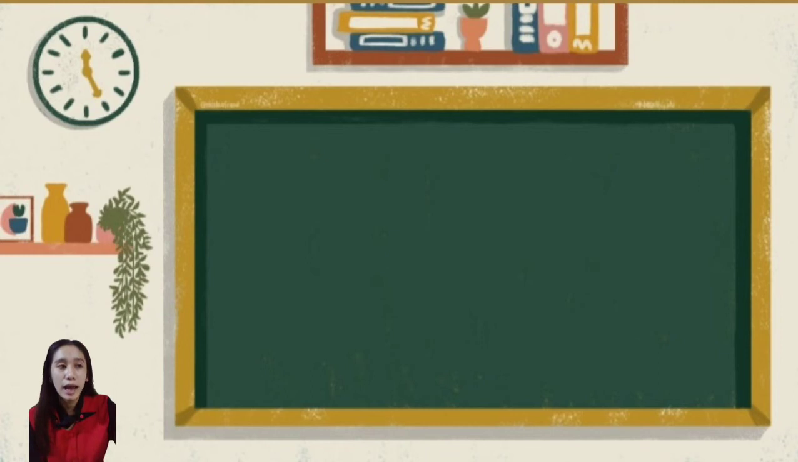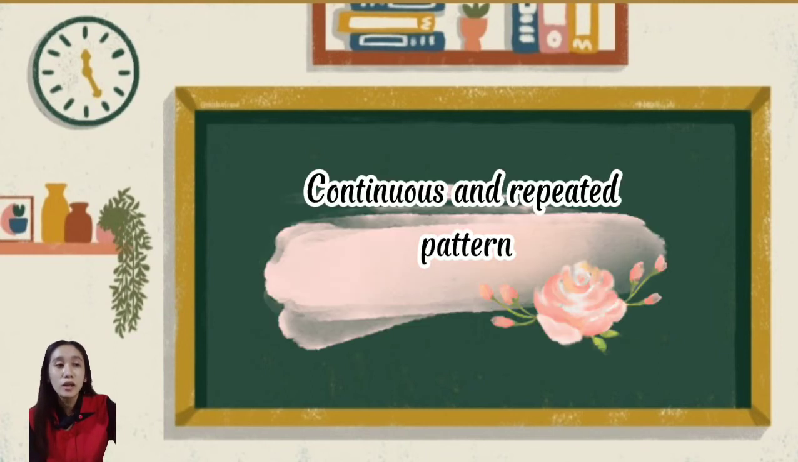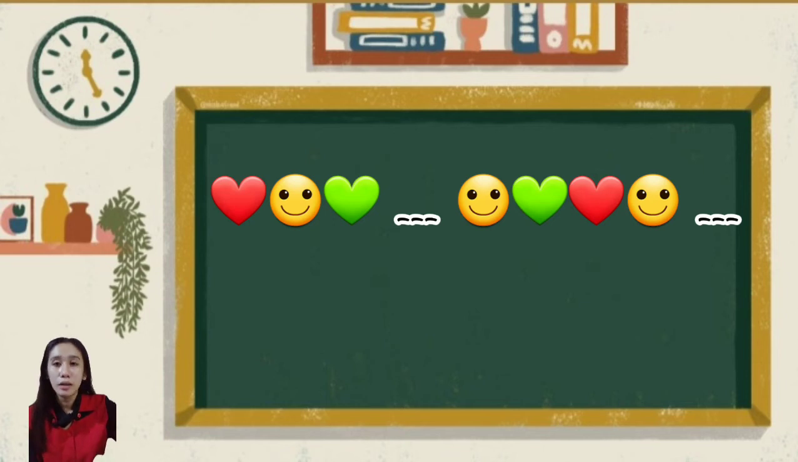We can identify the missing term by making use of the given combination of continuous and repeated pattern. So let us discuss the pattern presented on the screen. The first shape is a red heart, next is a smiley face, and then the green heart. Let's just follow the pattern so that we can answer the following patterns. The second set includes the missing term, smiley face, green heart again. And the third set includes the red heart, smiley face, and the missing term.